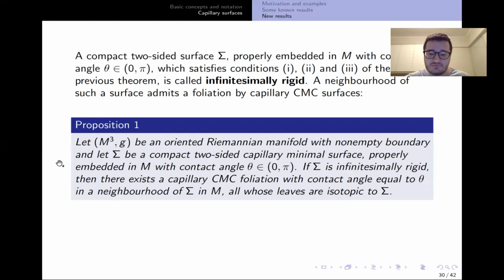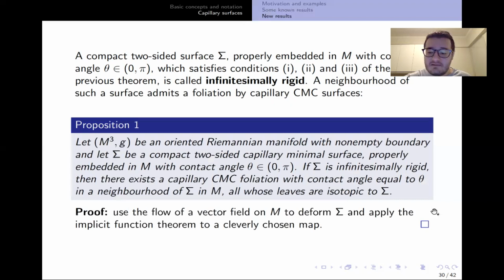If sigma is infinitesimally rigid, then there exists a capillary CMC foliation with contact angle equal to theta, all of whose leaves have contact angle equal to theta, which is the initial angle of the surface. And this foliates a neighborhood of the surface, and all the leaves are isotopic to sigma relative to the boundary. So this is basically an application of the implicit function theorem.